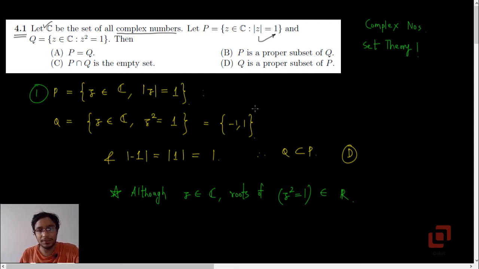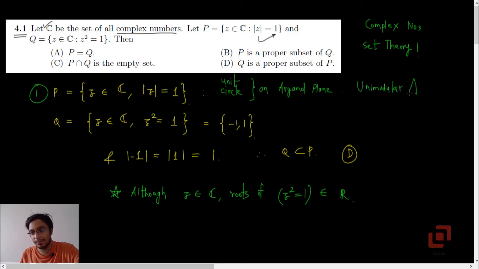So now we know that mod Z equal to 1 represents a circle. Particularly it represents a unit circle on the Argand plane. So there are infinitely many numbers in the set P, because there are infinitely many complex numbers whose modulus is 1, and those complex numbers whose mod is 1 are also called unimodular. Uni means 1. So that is the set P.